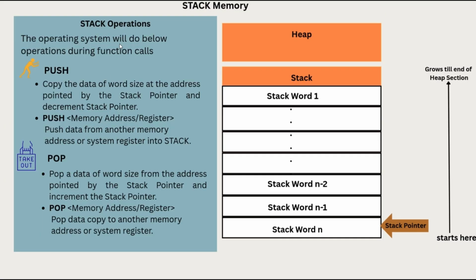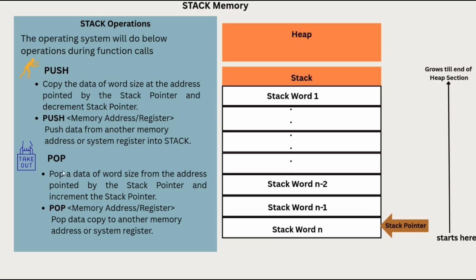Normally in any operating system, the stack does two operations: push and pop. Push means you copy some data into the stack, either from another memory address or from a system register. You give an instruction like push, followed by a register name or memory address. The data is pushed to the stack, and once you push, the stack pointer is incremented, meaning it moves to the next location, which is lower, in reverse order.